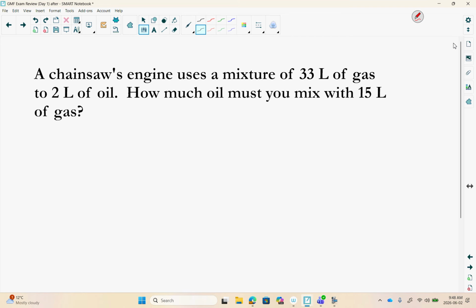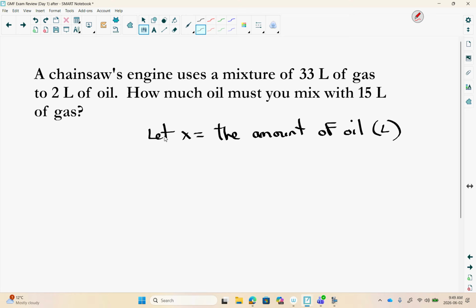Pretty simple one. It says a chainsaw's engine uses a mixture of 33 liters of gas to 2 liters of oil. How much oil must you mix with 15 liters of gas? So the first thing I want to do is say let X equal. What am I trying to solve for? How much what? Oil. So I'll say let X equal the amount of oil. And that's going to be measured in, anyone know the units on that? Liters.